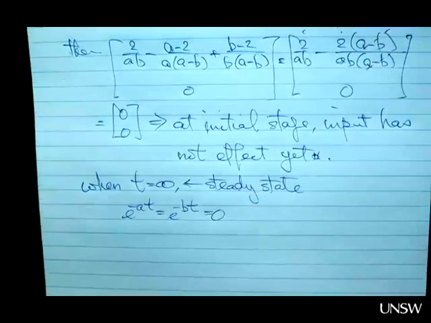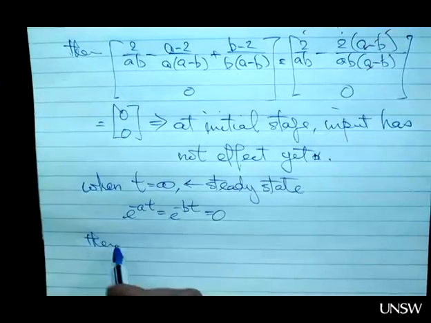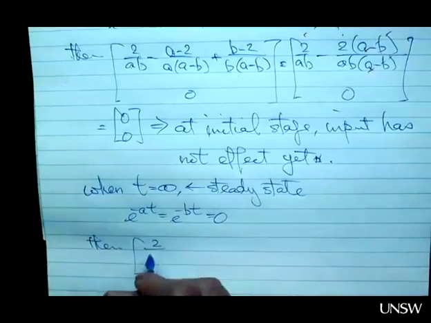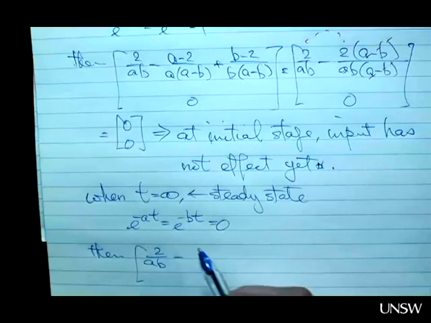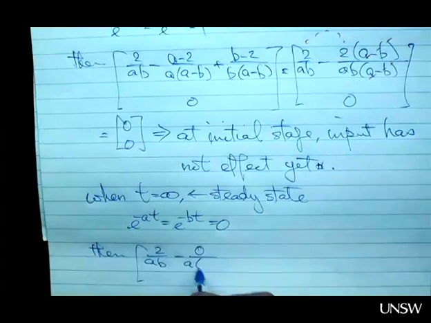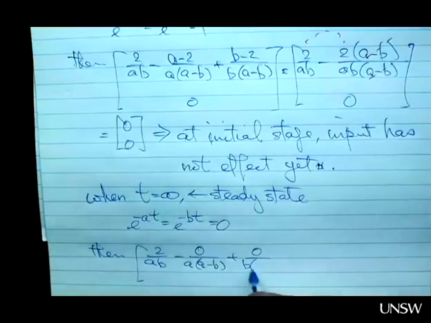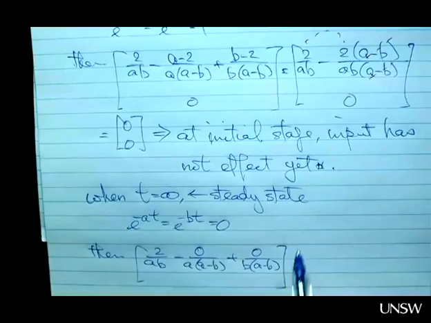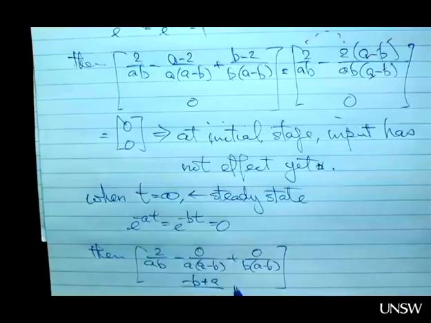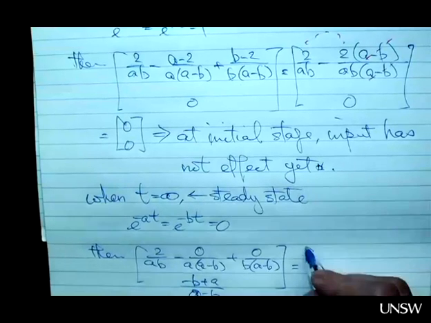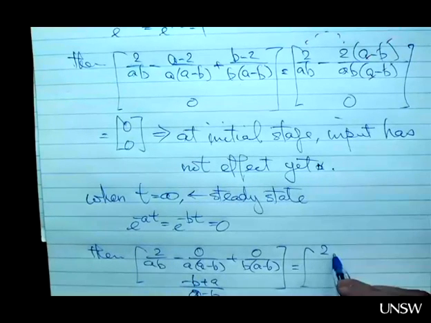Then what we have is t and then a b minus 0 and then a minus b, then plus 0 and then b a minus b, and then the second term is minus b plus a, and then a minus b. So it equals to a, b, and then 1.